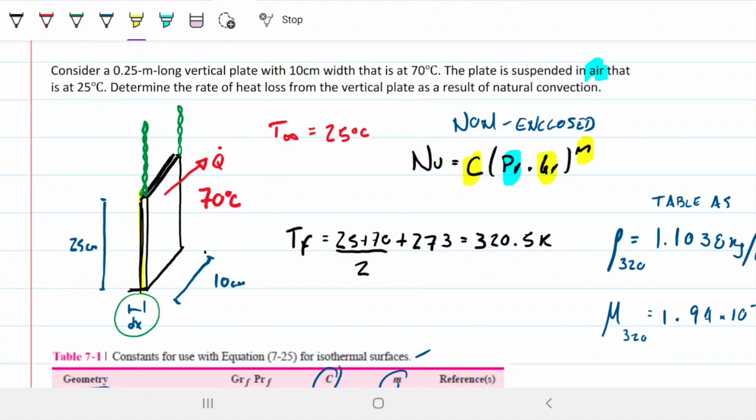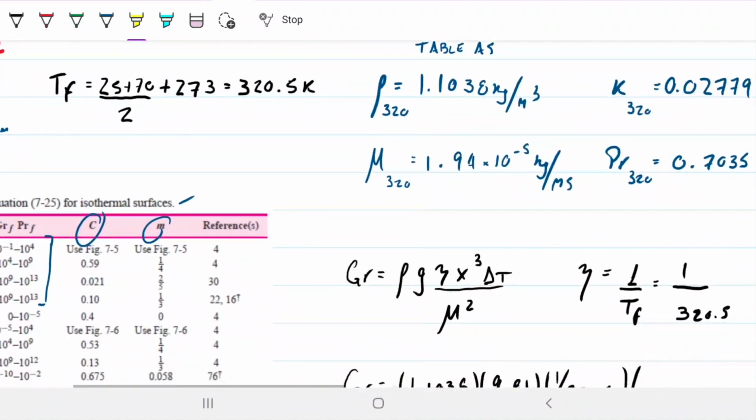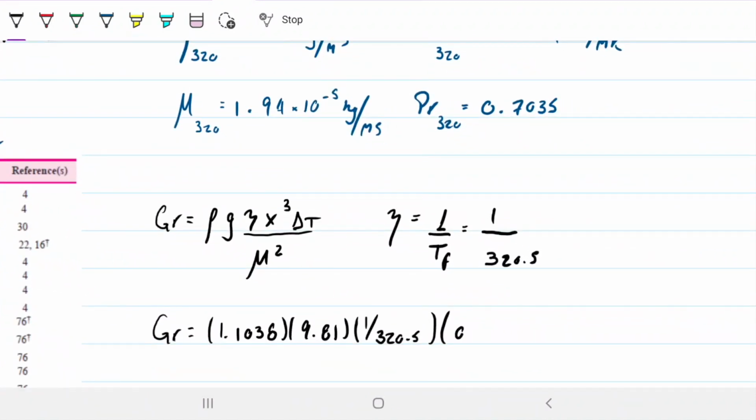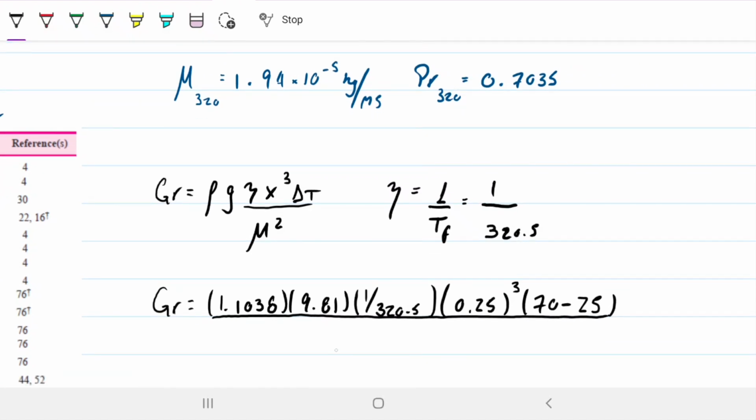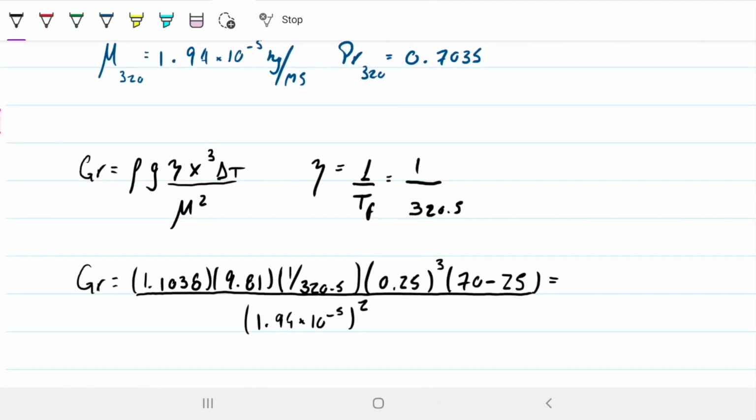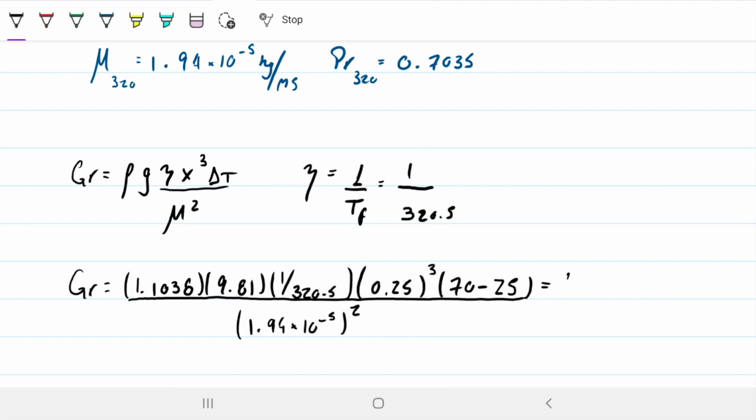The characteristic length of a plate is the length of the plate, right? So in this case, the height of the plate, 25 centimeters, so 0.25 meters, to the third, and delta T, we had the plate at 70 and T infinity as 25. So there you go, delta T. And we're dividing all that by 1.94 times 10 to the minus 5, squared. So Grashof, this whole thing becomes 6.97 times 10 to the 7th.